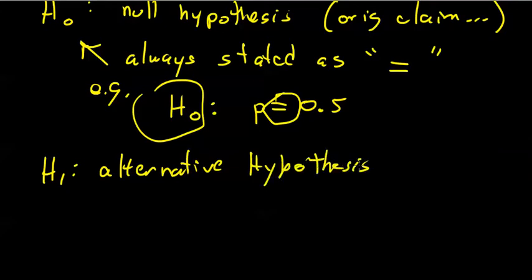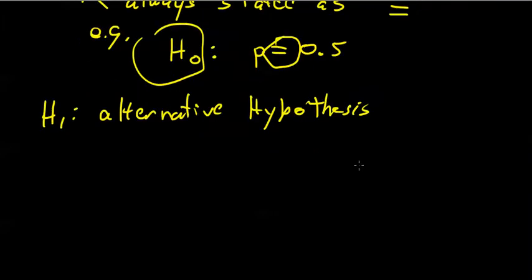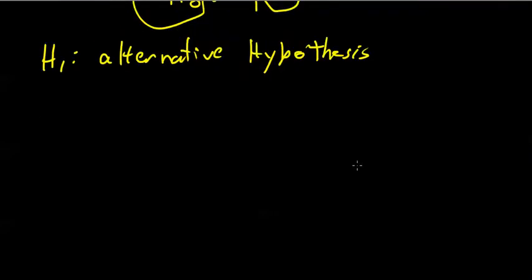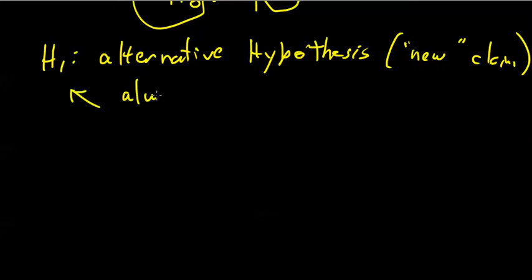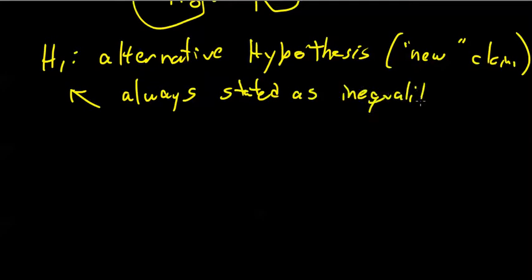And it's kind of like the challenger. H0 is like the king of the hill. H1 is the challenger. It's the new claim that's challenging the old claim. And by convention, this is always stated as an inequality. Either a greater than statement or a less than statement or a not equal to statement.